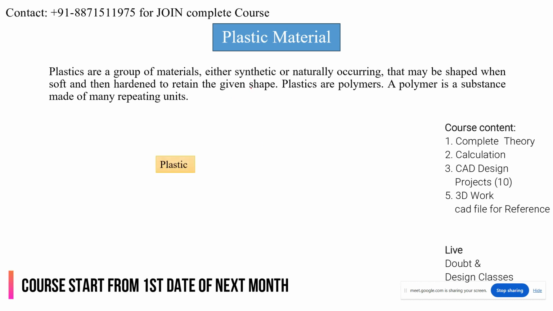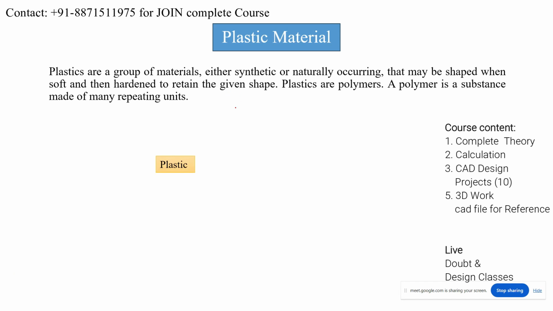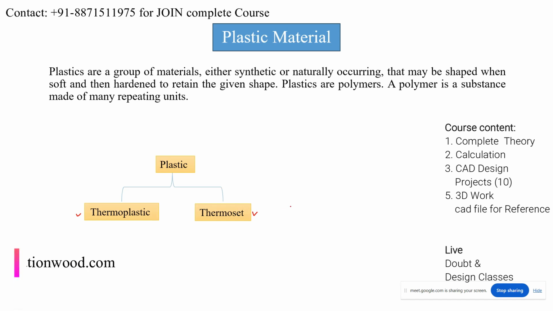Now if I categorize the plastic material, there are two categories of plastic material. One is thermoplastic and the second one is thermoset. If you have any question or query, you can ask by turning on the mic. So plastic has two categories, thermoplastic and thermoset. Can you name any four or five thermoplastic materials?